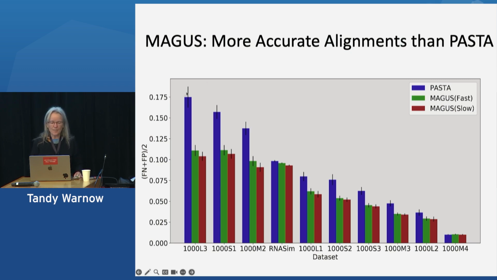This is comparison to pasta, and then two versions of MAGUS, one faster, one slower. And you can see pasta error, this is alignment error, is higher in general than the MAGUS ones, especially for the high rates of evolution. So this way of just taking all these subset alignments and merging them through this bizarre technique is great.